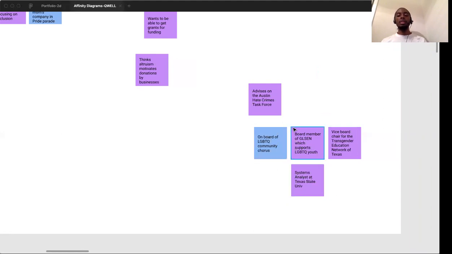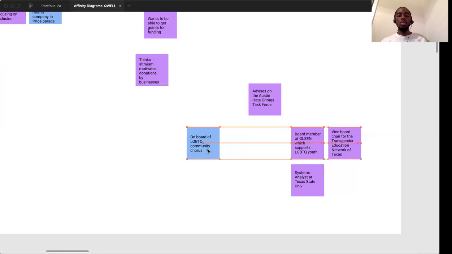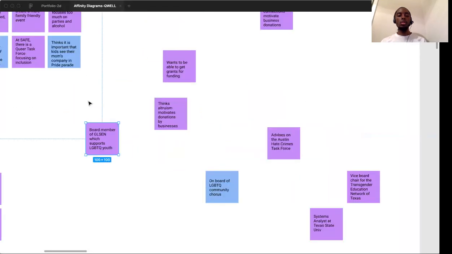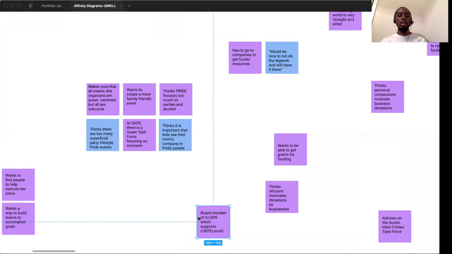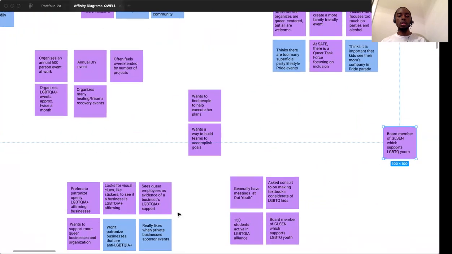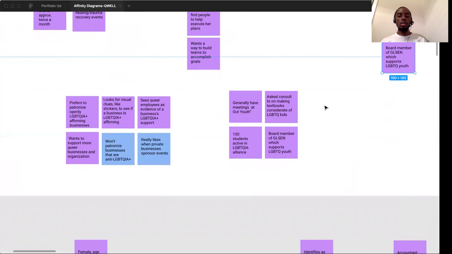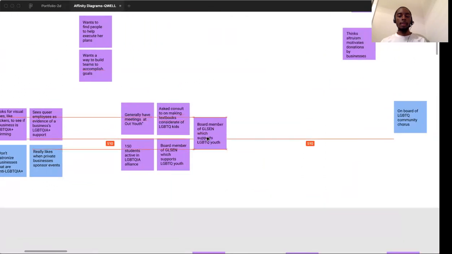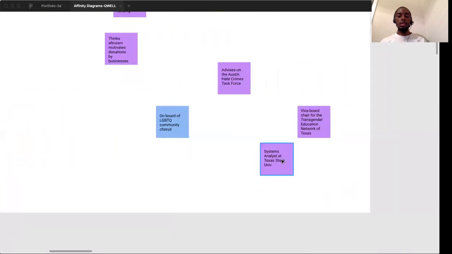But in my opinion, this should be separated because we need, again, to speak to what their pain points are. So on the board of the LGBTQ community chorus, that's going to be a different thing than board member of GLSN, which supports the youth. So this is related to the youth one, in terms of they need help. They need to help kids there.